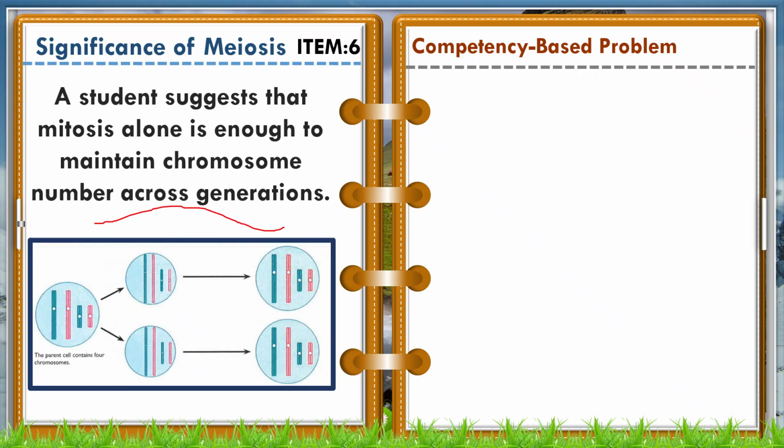So here we have our diagram representing mitosis. I want us to look at this cell here, and you tell me the number of chromosomes that you are seeing. This is the parent cell. You can see that this is one, this is the second, this is the third, and this one is the fourth. There are 4 chromosomes.